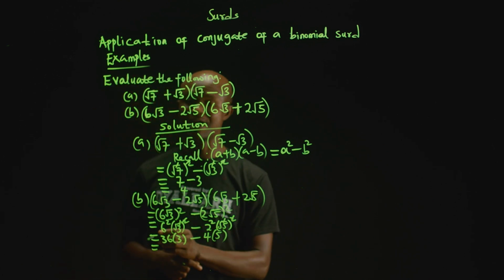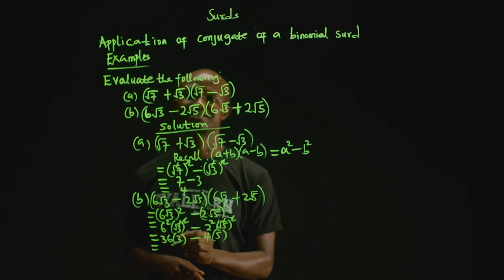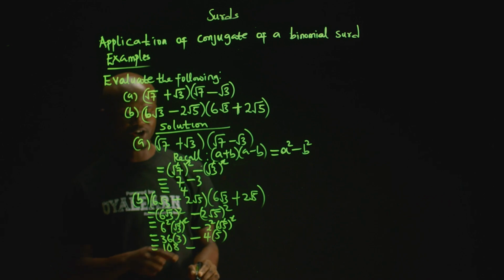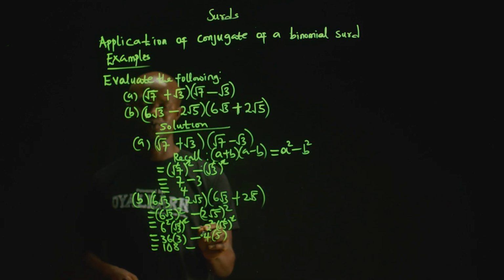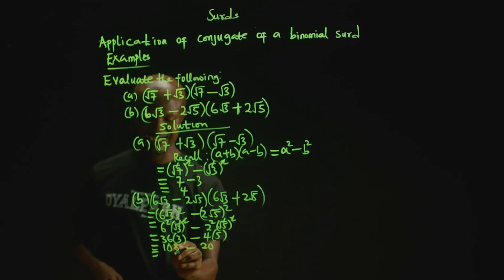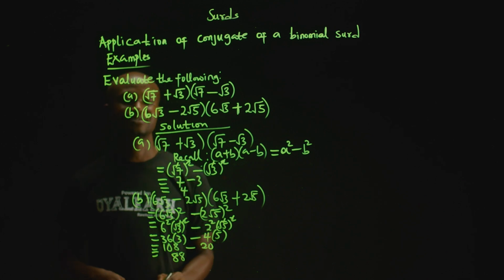Now from here we have 36 times 3. That is 108. Then minus 4 times 5. We have what? 20. What is 108 minus 20? That is 88. That's the final answer.